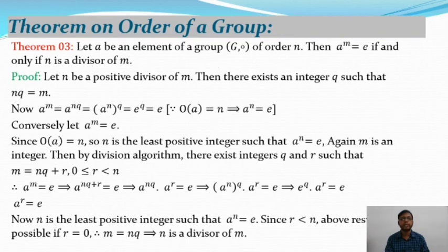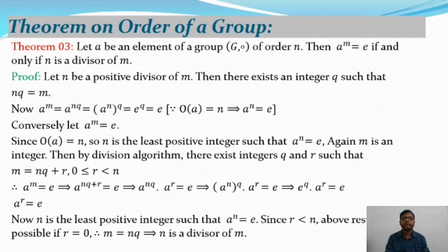That means a to the power n is equal to e. And if a to the power m is equal to e, then n is a divisor of m, and when n is a divisor of m, then a to the power m is equal to e. That means a to the power m is equal to e if and only if n is a divisor of m. This is the third theorem on order of a group. So here is the proof of the third theorem. Let's start.